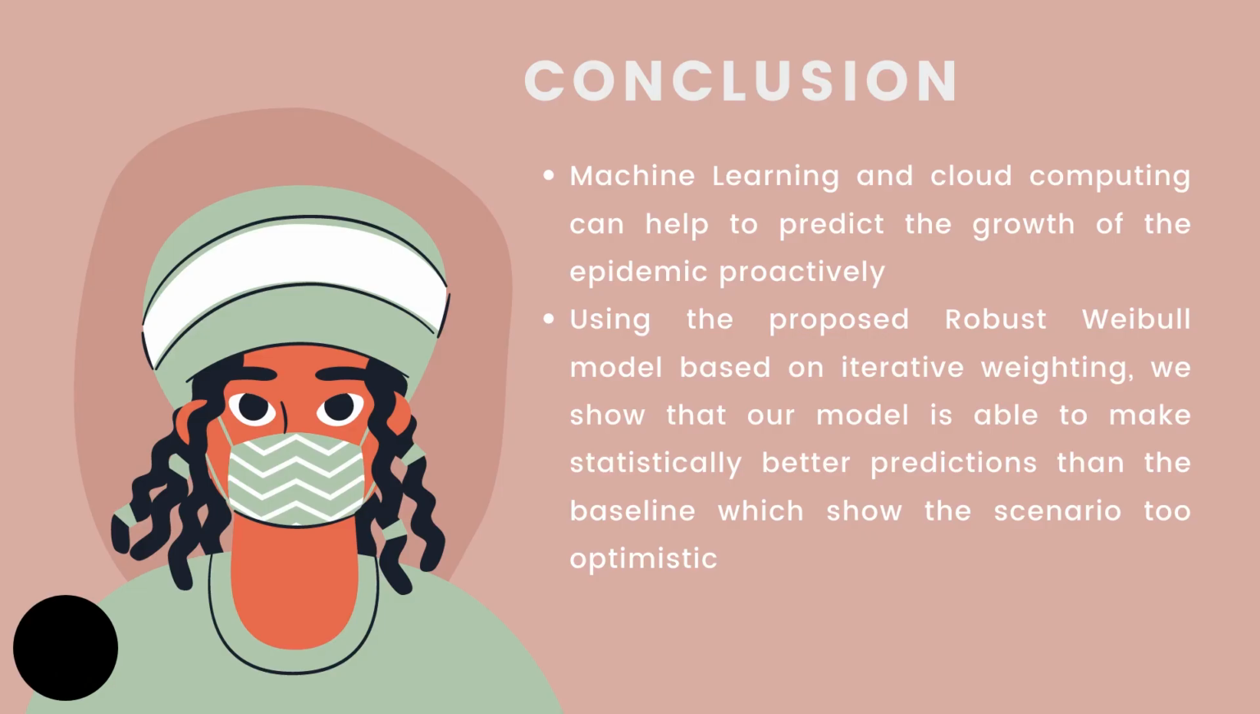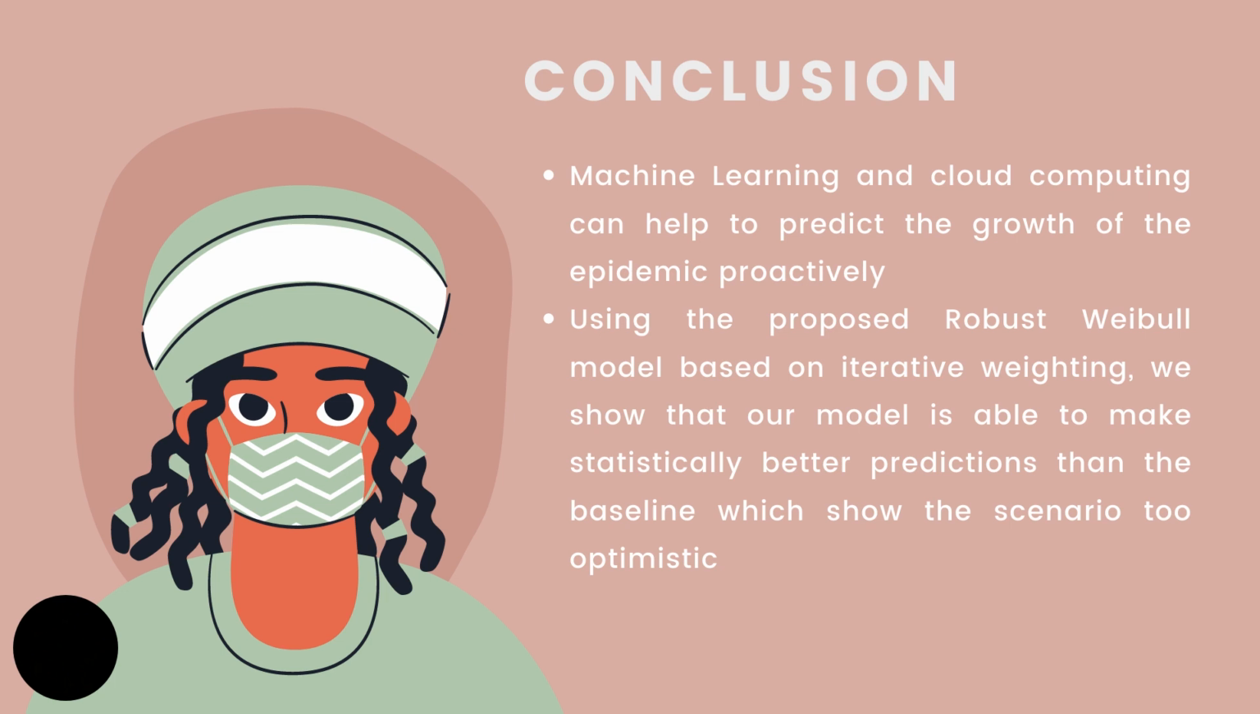About the conclusion, we can see that machine learning and cloud computing can help to predict the growth of the epidemic proactively. It's very useful in the future, and it can predict with around 97% accuracy, and can even predict the peak of the pandemic and the worst scenario that can happen.